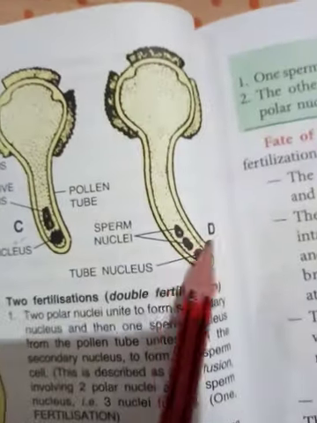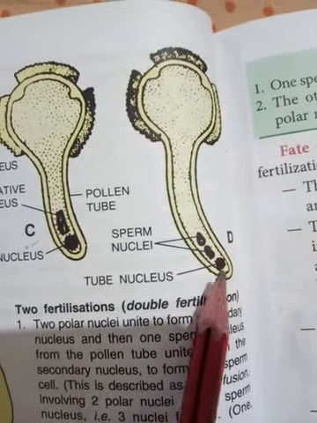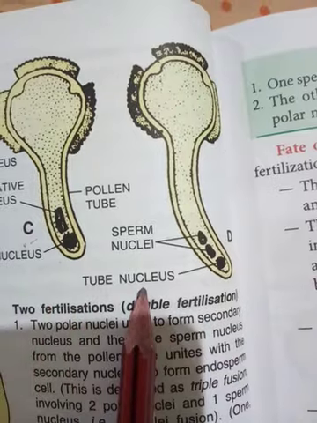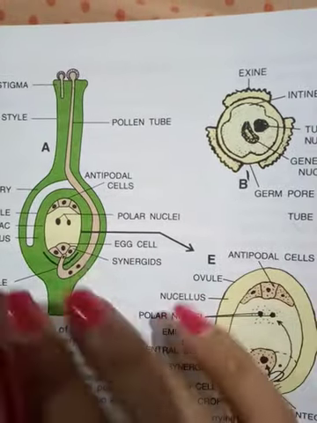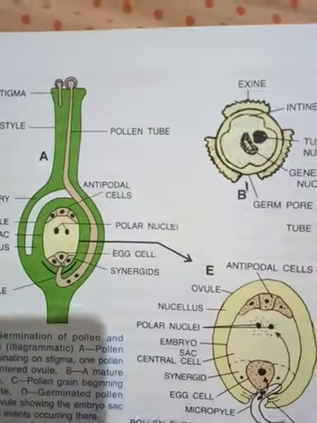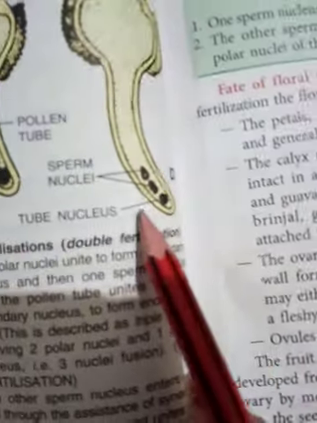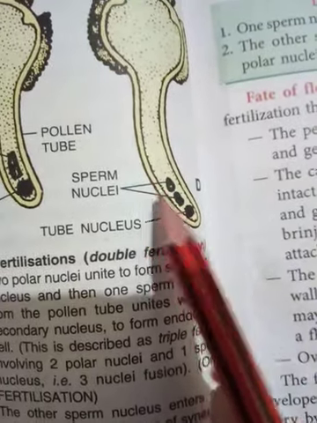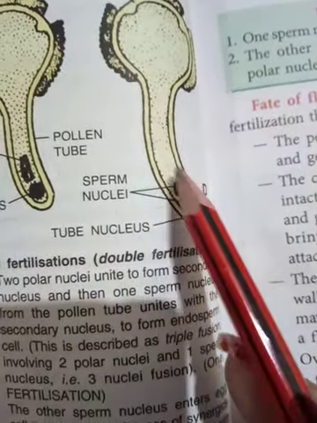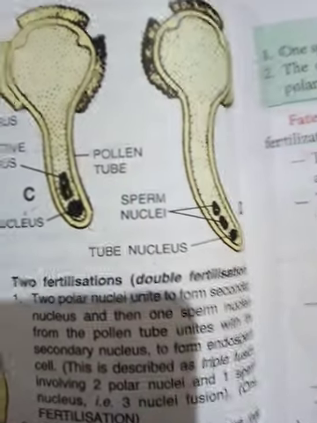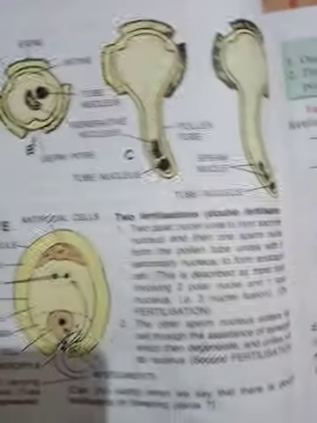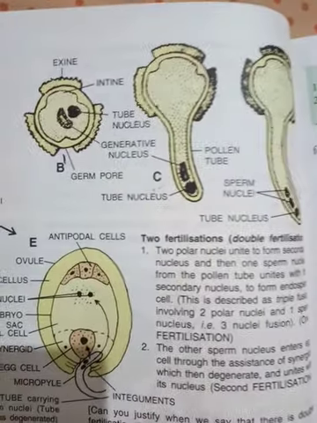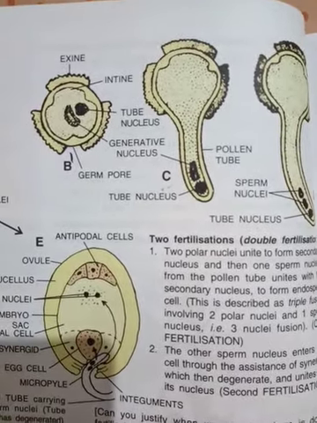So here you can see three nuclei. After fertilization, as soon as the tube nucleus reaches this part, that is the female ovule, which I will discuss later, the tube nucleus degenerates and the two sperm nuclei are released inside the female part. So this was all about the male gamete, that was the pollen grain.